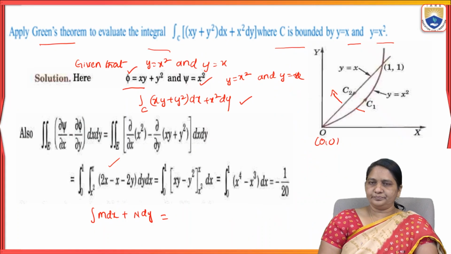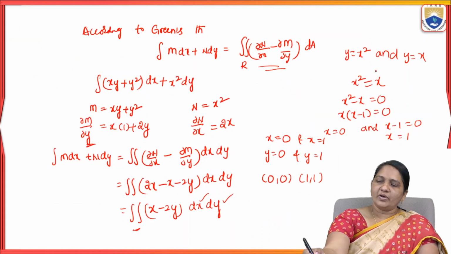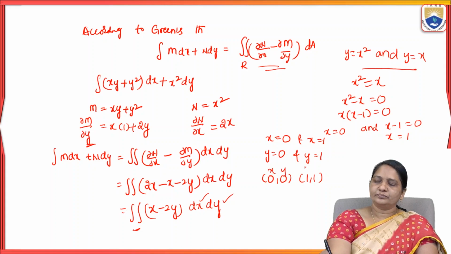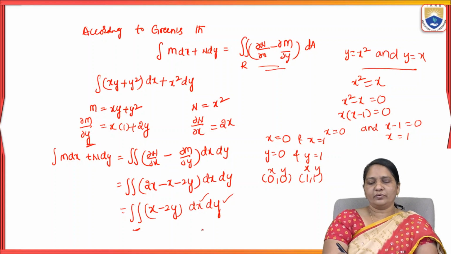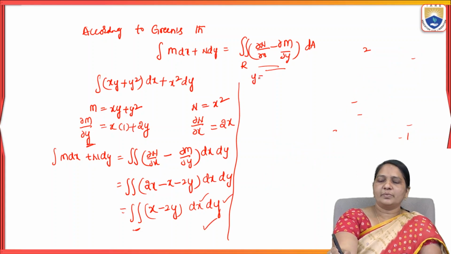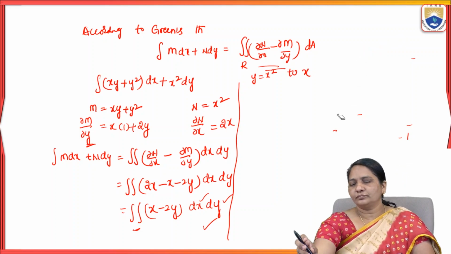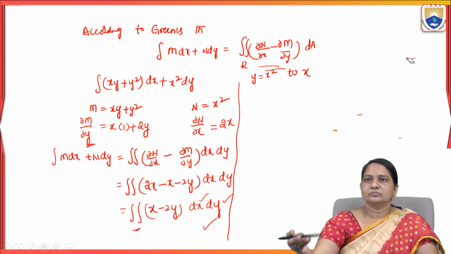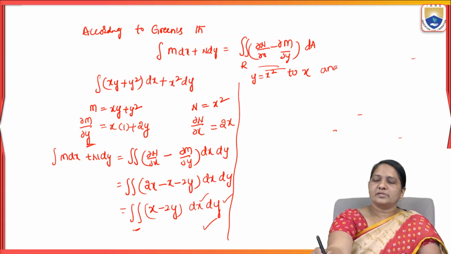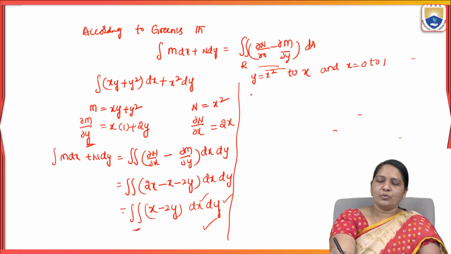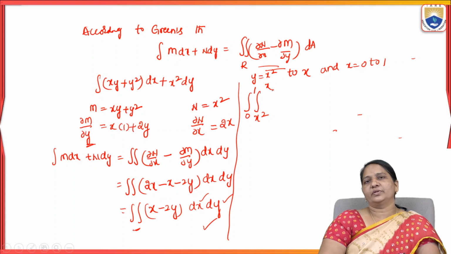So now we can take the limits here. Y limits are x square to x. X limits are 0 to 1, which we can take to evaluate this integral. Now we are writing 0 to 1, and y from x squared to x.